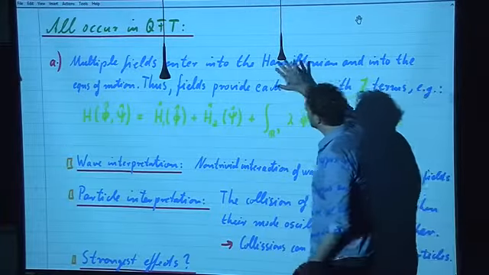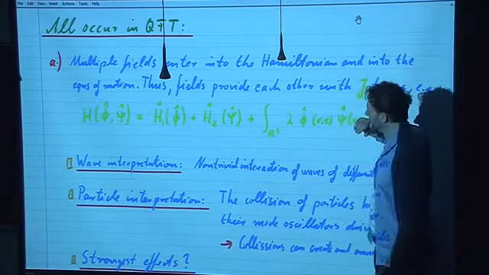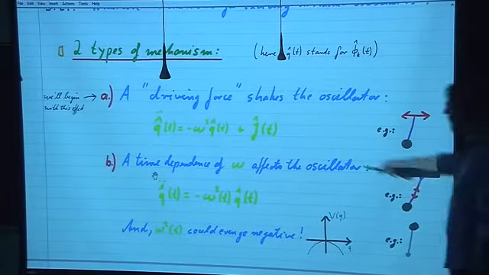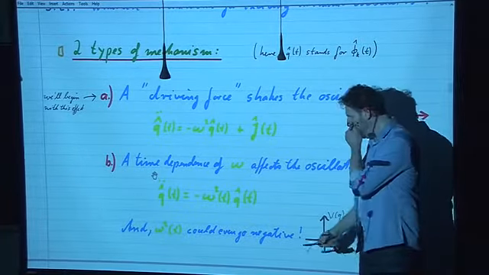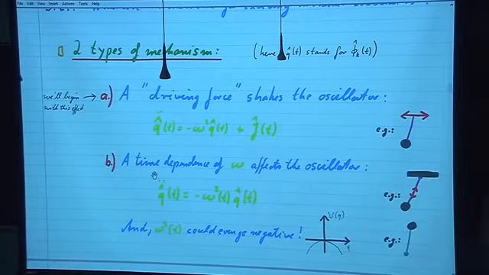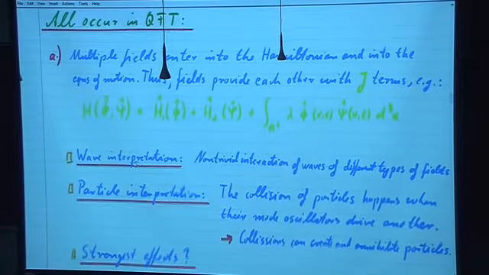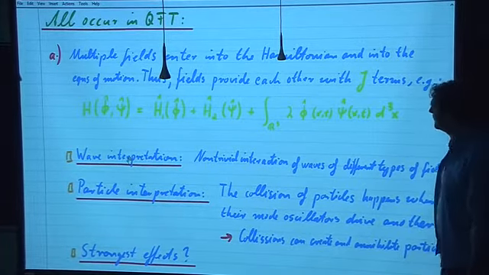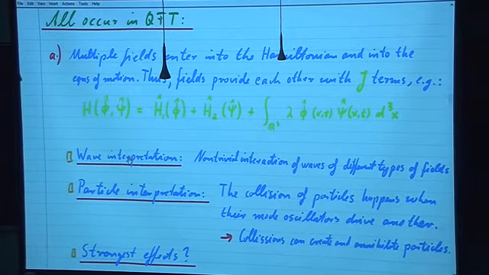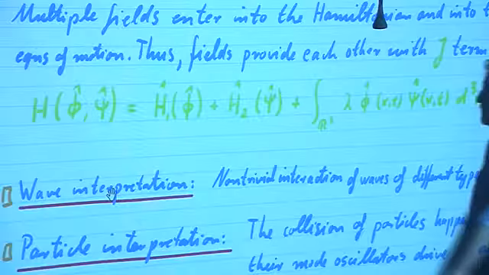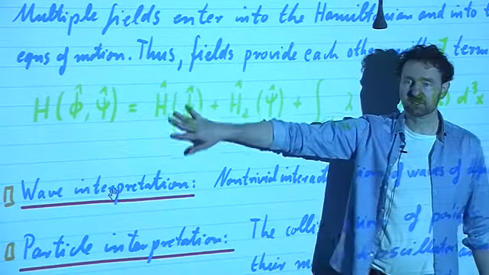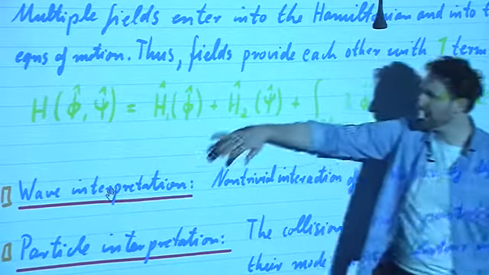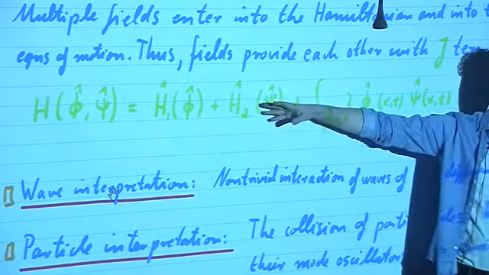But on the fundamental level in quantum field theory, here's how it occurs. There's case A. Remember, case A was external driving force. Case B was time-dependent parameters of the harmonic oscillators. Okay, so case A occurs whenever there are multiple fields in the Hamiltonian. And in this case, you have a Hamiltonian for one species of field, for example, a Hamiltonian for the electromagnetic field. You will have a Hamiltonian, for example, for electrons.